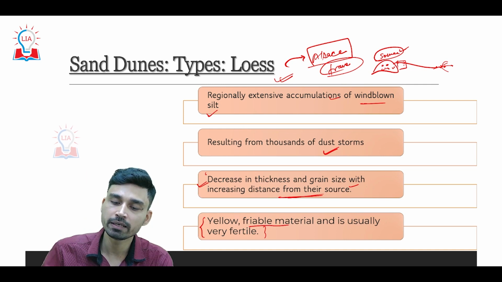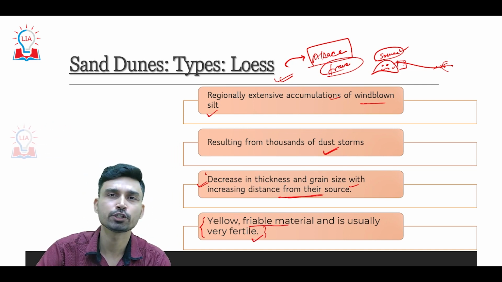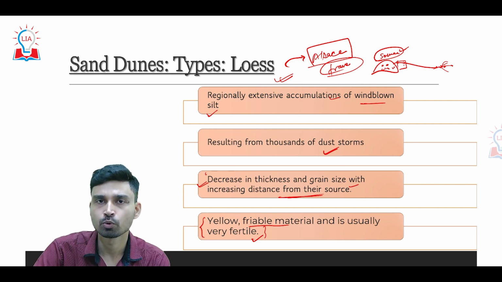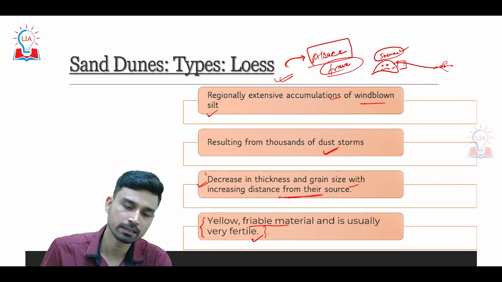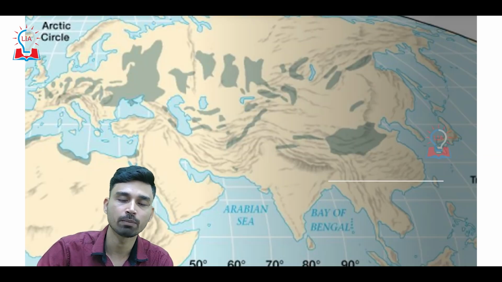And the last important point we can talk about today is that it is made up of generally yellow silt. These are friable materials and usually very fertile in nature, because there is a large concentration of limestone, sodium, and phosphate minerals, and that is why this is also chosen as one of the most important agricultural landmarks of the world.